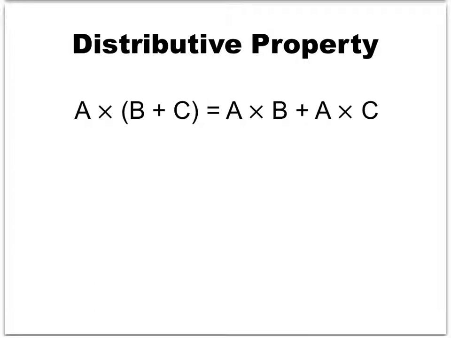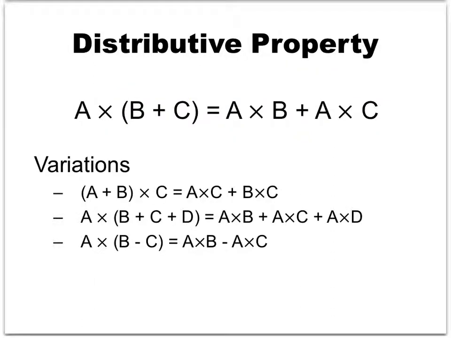Here's the distributive property stated in generic terms. Here A, B, and C could be numbers or they could be expressions. And so this says that A times the quantity B plus C equals, we can distribute the A to the B and then the A to the C. So we get A times B, and then we get A times C, and then we add them together. And that's what we call the distributive property.